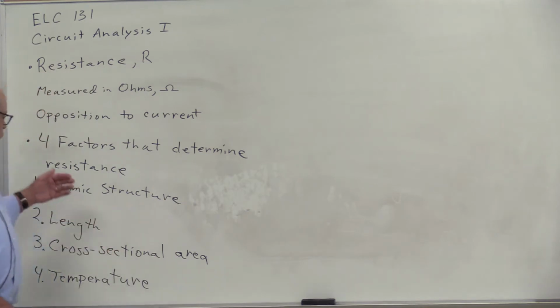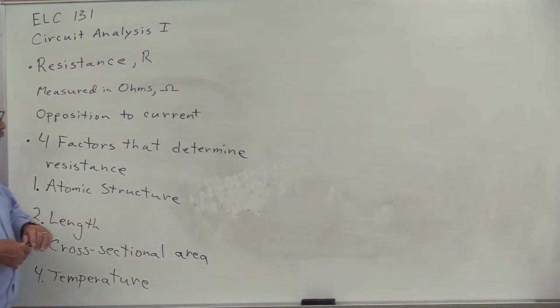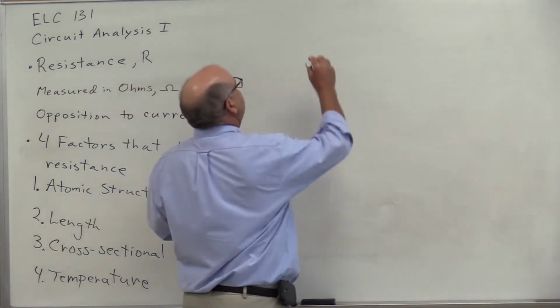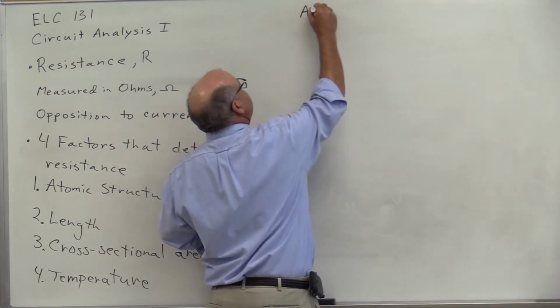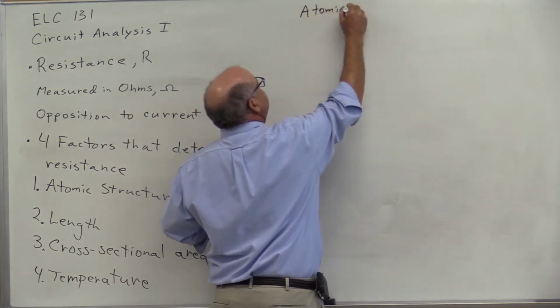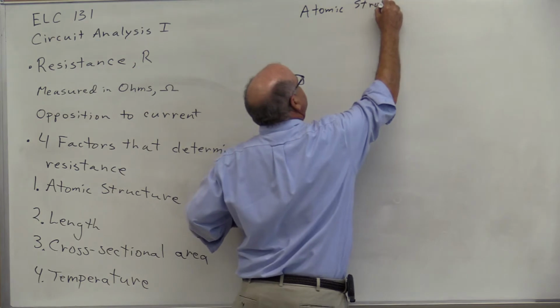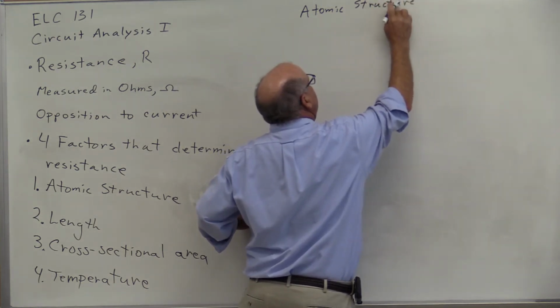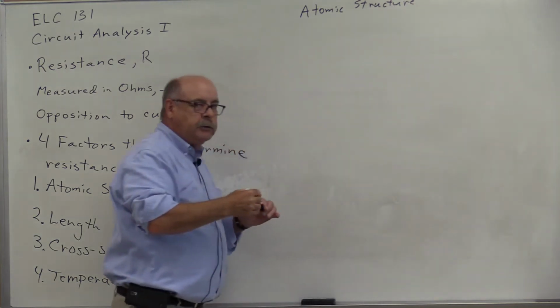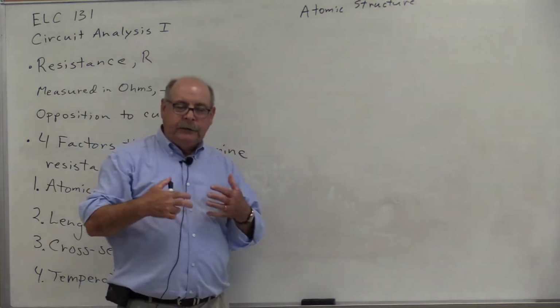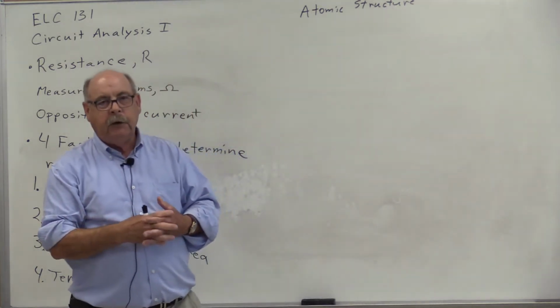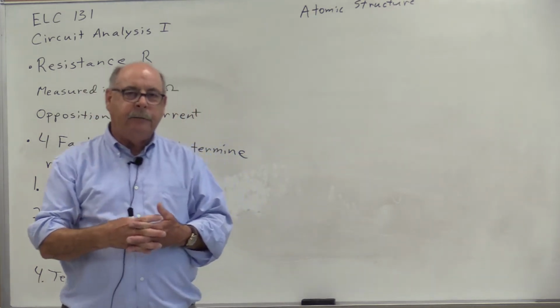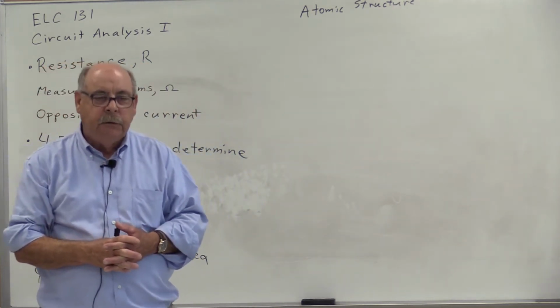So let's talk about these four factors in a little more detail. The first, of course, is atomic structure. When we talk about atomic structure, this really simply means how many valence electrons are in the atoms or in the molecules.